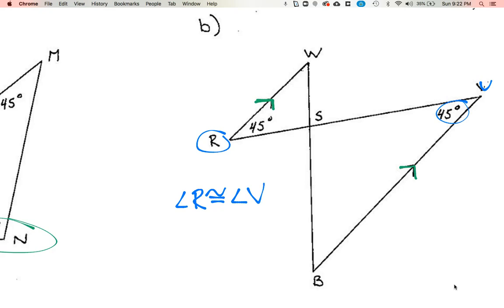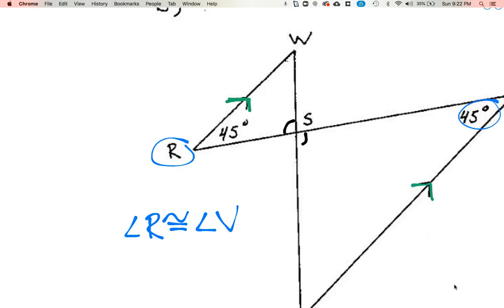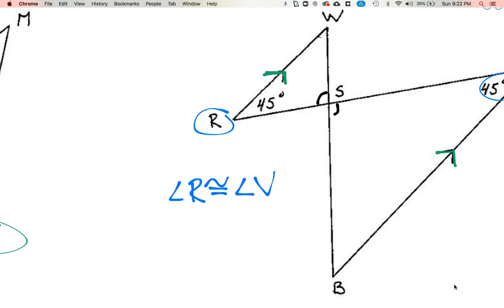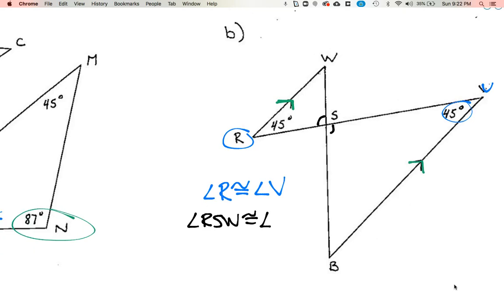Now, these are vertical angles, so these are congruent, but we don't know what they are. But we do know they're congruent. We don't have to know what they are exactly. Understanding that they're vertical angles is enough. So you can come in here and say angle RSW is congruent to angle VSB.